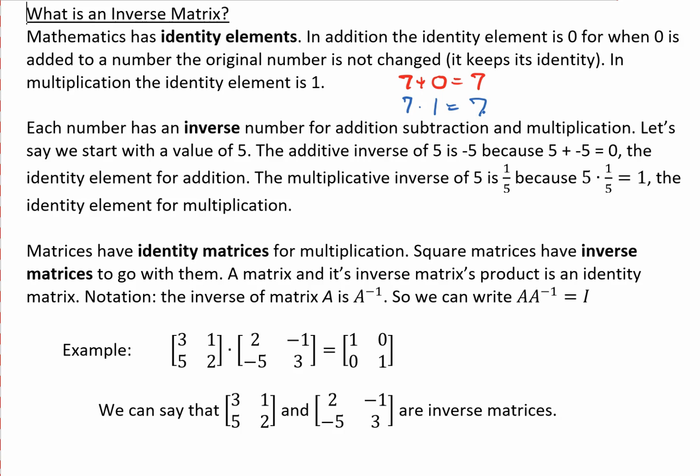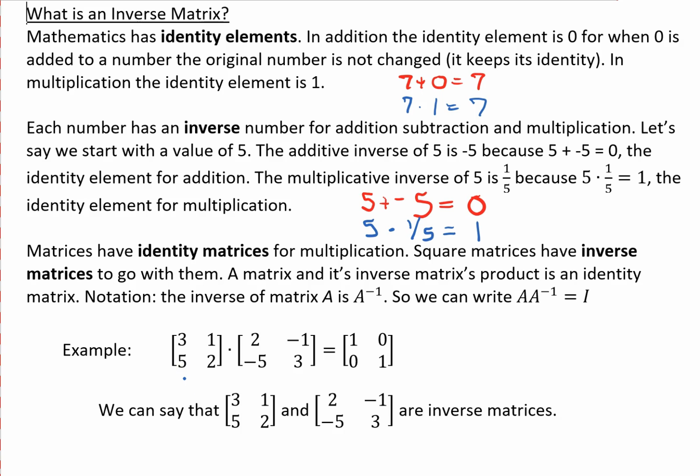Each number has an inverse number for addition, subtraction, and multiplication. Let's say we start with the value of 5. If I start with 5, the additive inverse of 5 is -5, because when they're added together, you get 0, the identity element of addition. With multiplication, 5 is multiplied with 1/5. 1/5 is the multiplicative inverse of 5, because when you multiply together, you get 1, the identity element for multiplication.